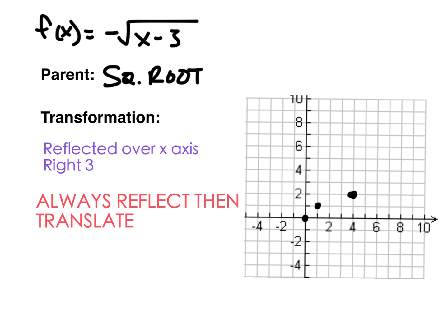So (0, 0), this point can't reflect over the x-axis because it's sitting there. So it's been reflected, now we just move it right 3. 1, 2, 3. All right, this next point, we're going to reflect it over the x-axis, so now (1, 1) becomes (1, negative 1), and then move it right 3. 1, 2, 3. So we're at (4, negative 1). (4, 2) becomes (4, negative 2), and move it right 3. 1, 2, 3. And here we have our transformed function.